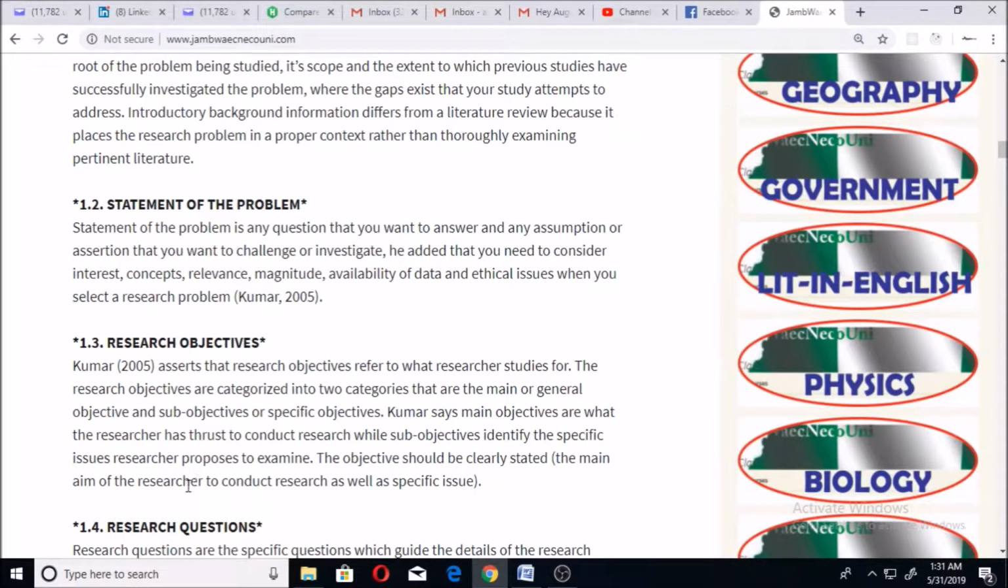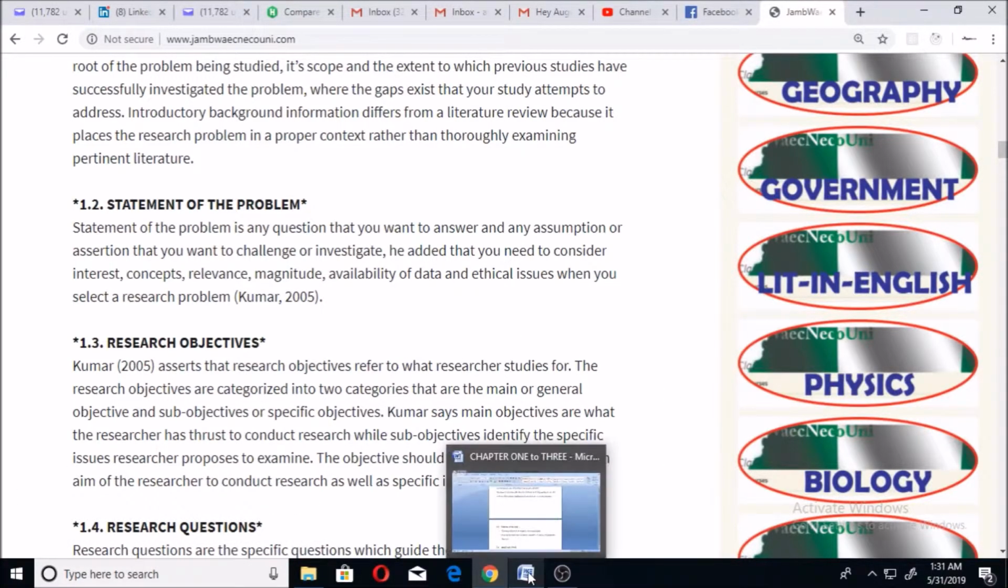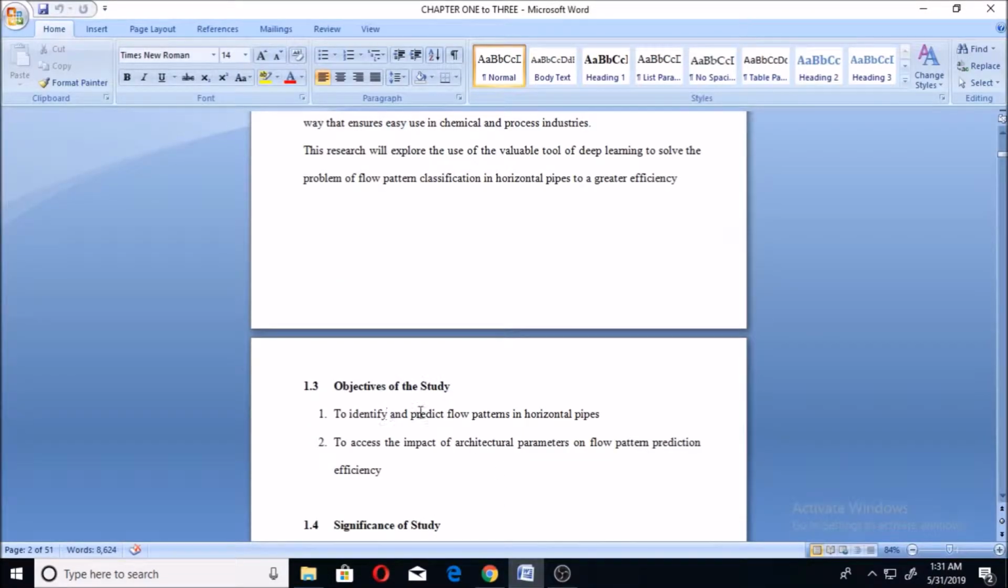The main aim of the researcher is to conduct the research. So in this my project, what are the main objectives? Number 1, to identify and predict flow patterns in horizontal pipes. Number 2, to assess the impact of architectural parameters on flow pattern prediction efficiency. So in objective of study, you say the specific thing you want to do. So that is what I have here.